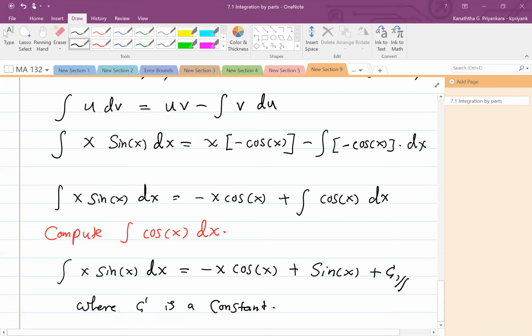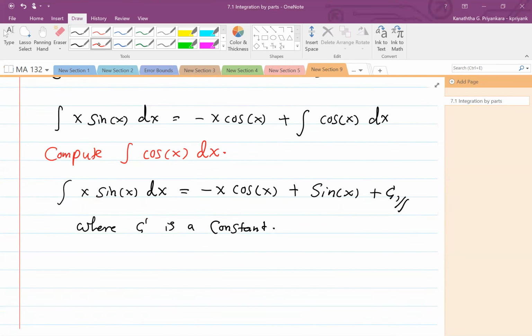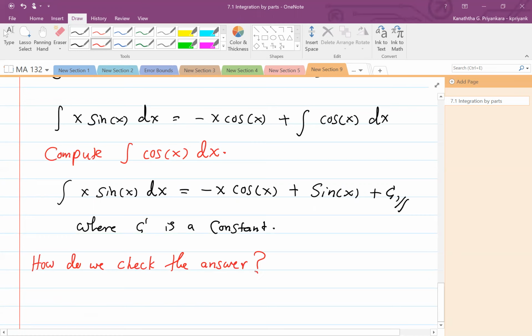So that's how we will use integration by parts. Now you got an answer. Let's see how you are going to check whether it is the correct integral or not. I'm going to do that in red color. How do we check the answer? Remember, we did an integral. In order to check it, we will take the derivative of the answer. If we get the derivative as x sine x, that means we have the correct answer.